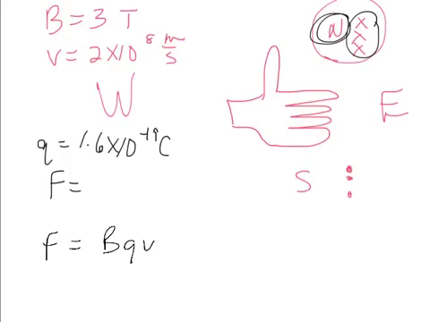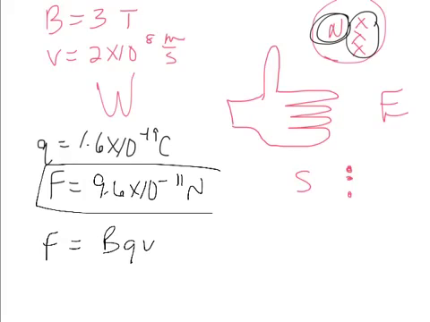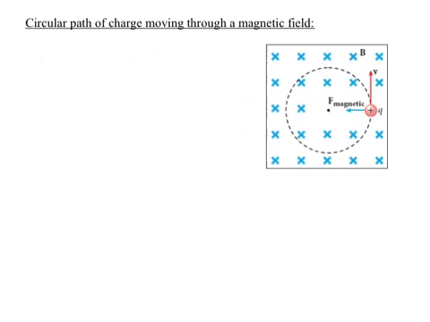Plugging in the magnetic field times the charge times the velocity, we get a value of 9.6 times 10 to the negative 11 newtons. And again, this is north or into the page. What you're going to notice is that there's a very high velocity. Well, that makes sense because the mass of a charged particle is extremely small.